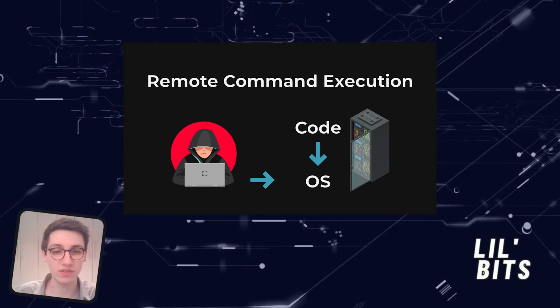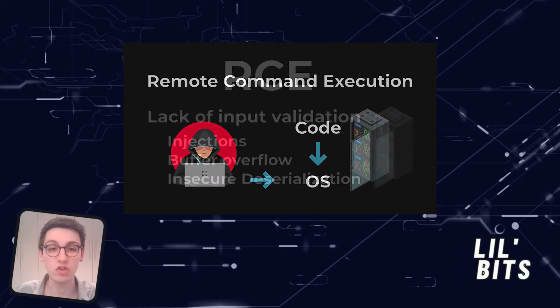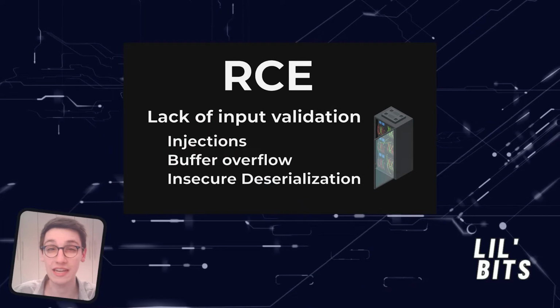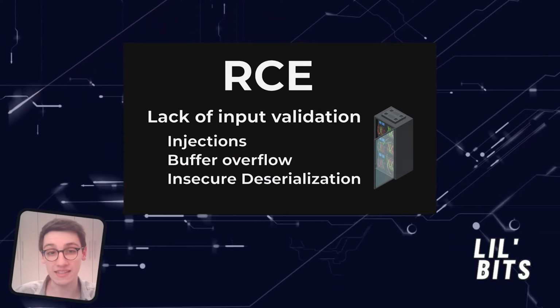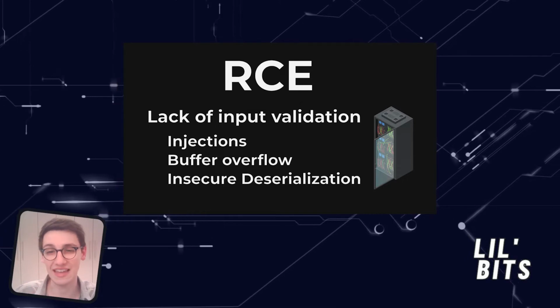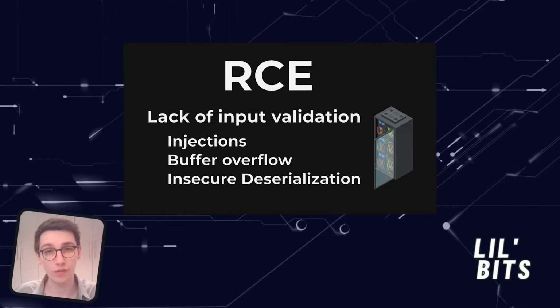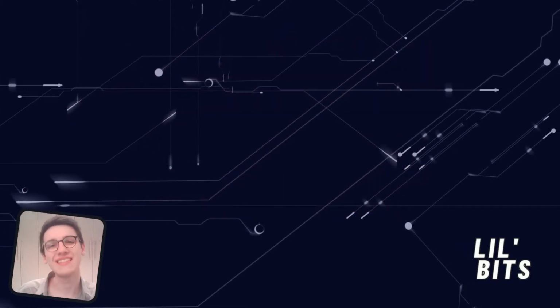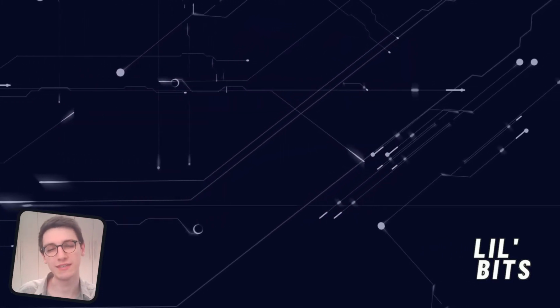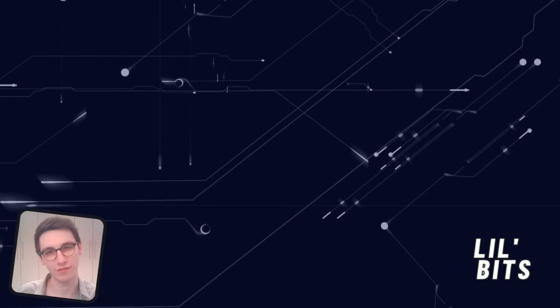But even with those differences, both of these methods usually occur due to a similar case of lack of input validation and can be executed in many different ways like injection attacks, buffer overflow attacks, or insecure deserialization attacks. All of these elements make an RCE vulnerability one of the most dangerous you can find.